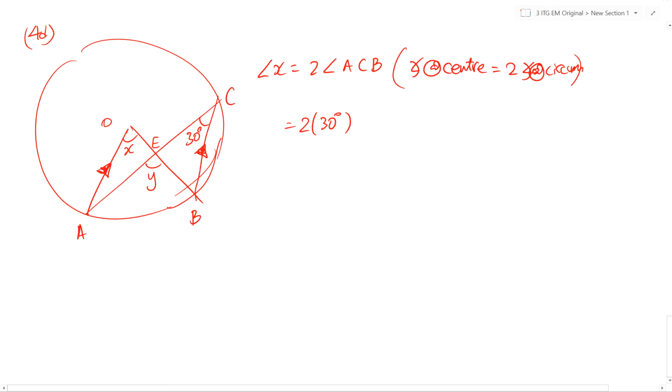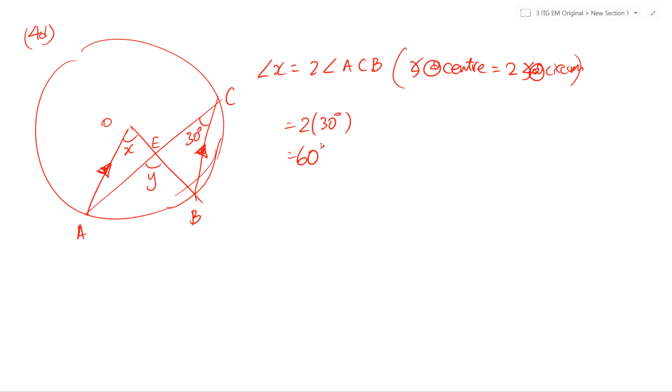Okay, so 60 degrees. We actually went through the derivation of how we get all these reasons. Angle at center is 2 times angle at circumference already. So x being 60, how then do we find y this time? What other angle can I find? CBO. I hope you all are seeing why we are trying to find angle CBO.